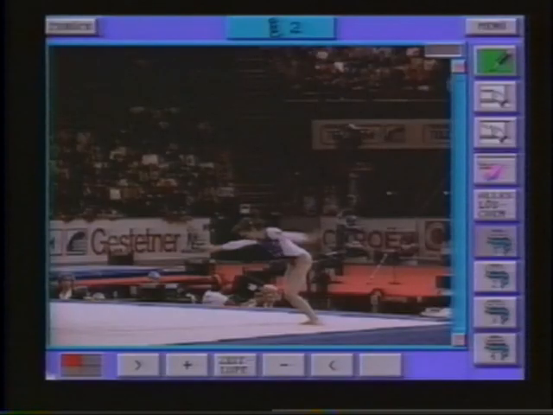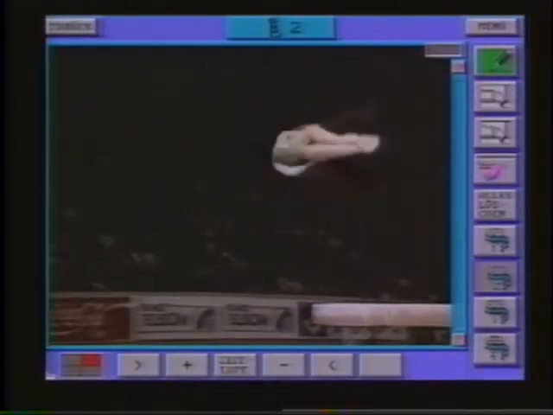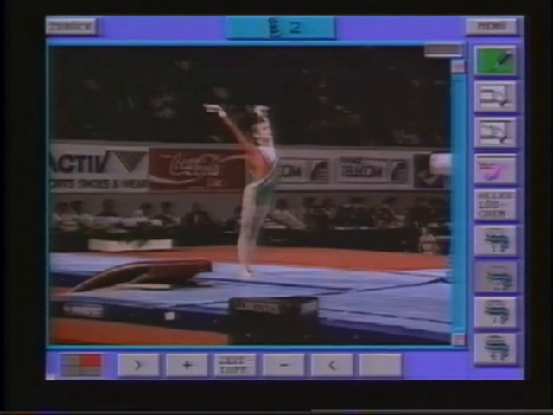Triple twist on floor, E, and very good technique, no deduction, bonus points for extra E. Triple twist as beam dismount, E, in good technique, minus 0.05, bonus points for extra E.